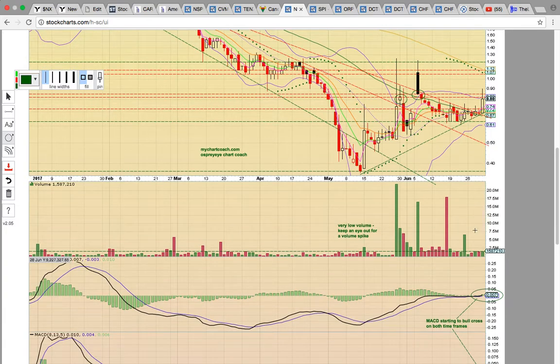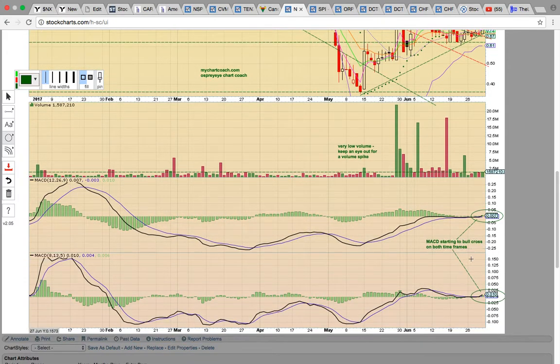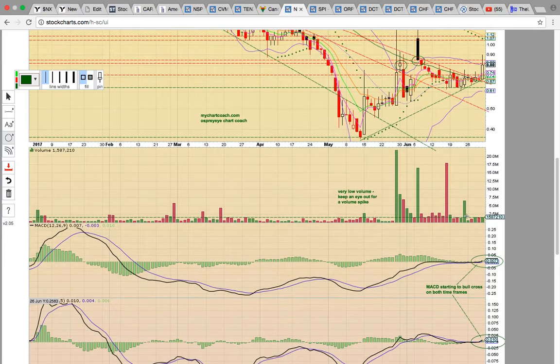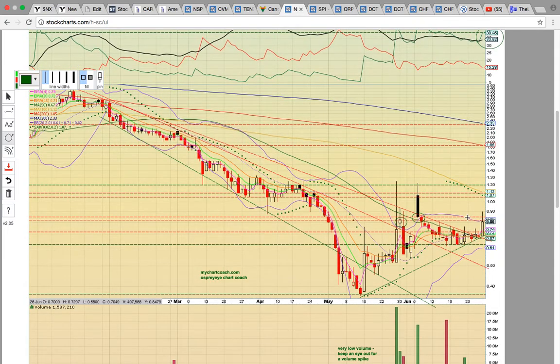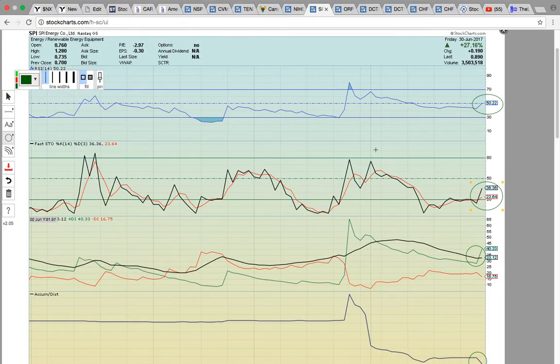Keep an eye on the volume. It had a nice move on Friday, but there wasn't big volume behind the move, so look for a bullish volume spike to push it higher. Recent MACD bull crosses signaling the chart has been heating up. Okay, so keep an eye on NIHD for follow through next week.